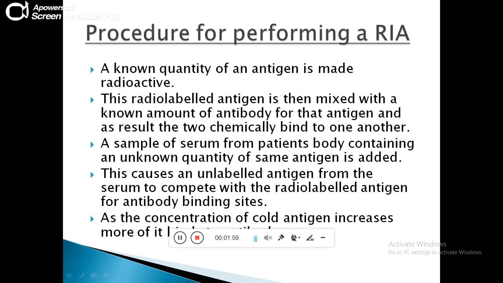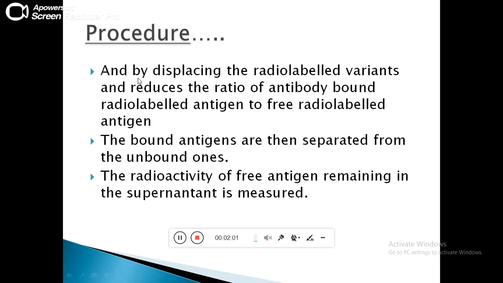Moving on to the next slide. By displacing the radio-labeled antigen, it reduces the ratio of antibody-bound radio-labeled antigen to the free radio-labeled antigen. This means an exchange of antigen takes place. That means a radio-labeled antigen that was previously bound to the antibody is exchanged or replaced by the unlabeled antigen depending upon its concentration. Now the bound antigens are separated from the unbound ones. The radioactivity of the free antigen present in the supernatant is measured with the help of certain types of radioactivity measurement devices such as a gamma counter or scintillation counter.